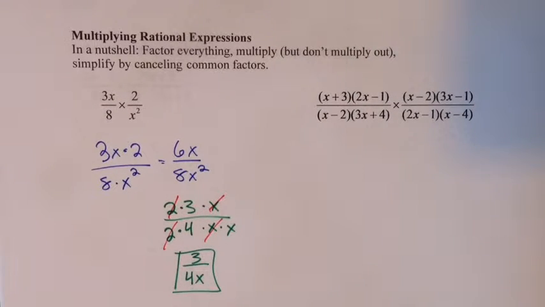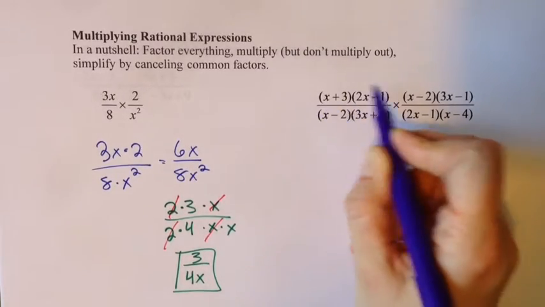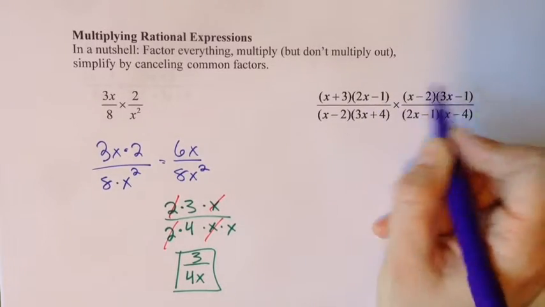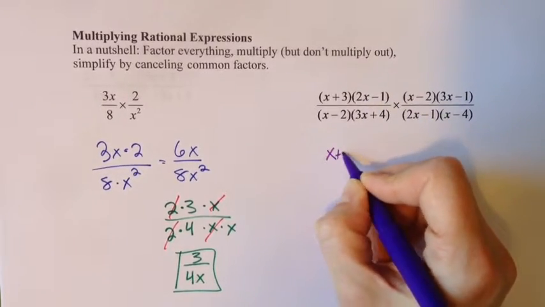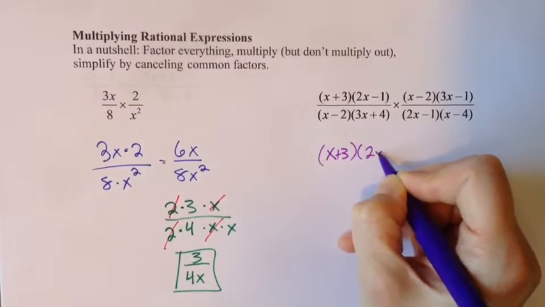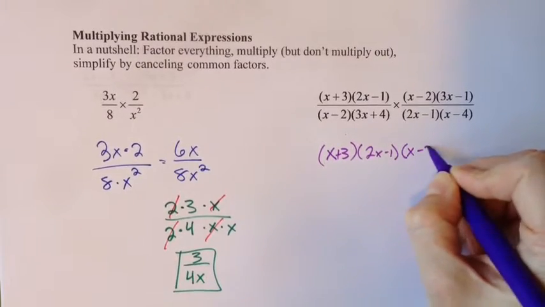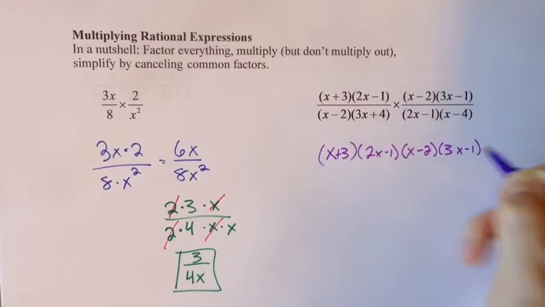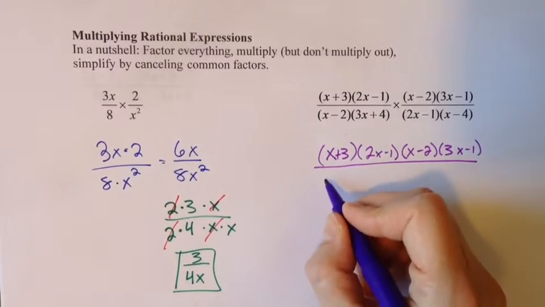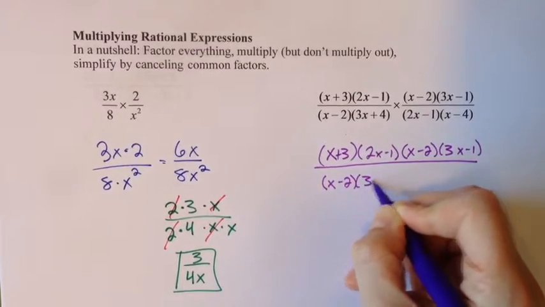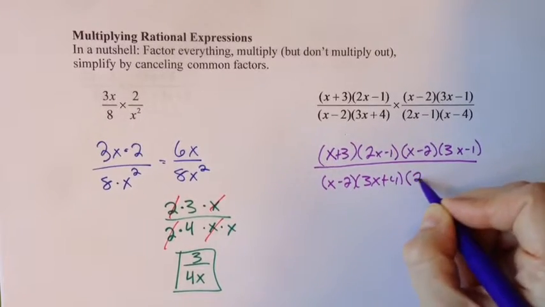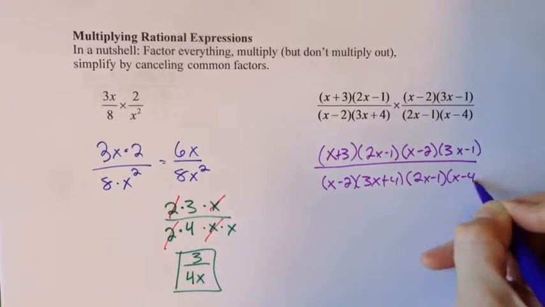Now let's take a look at this second example. Notice that everything is already factored for me, which is great. So all I need to do is multiply straight across and then cancel out any common factor. Now when I say multiply straight across, I just mean write down the top of this one multiplied by the top of this one on top. So I have x plus 3, 2x minus 1, x minus 2, 3x minus 1, and then do the same thing on the bottom. x minus 2, 3x plus 4, 2x minus 1, x minus 4.